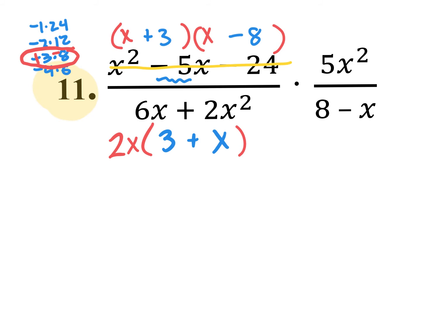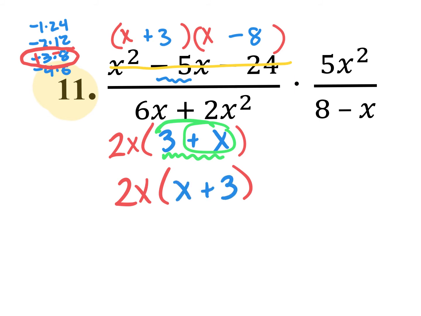But even still, on the inside, we have a 3 and an x, and I could easily take this x and write it first in front of the positive 3. So I might as well do that right now to get it in order. 2x, parenthesis, we'll have a positive x with a positive 3. Now, why would I do that? Because now this x plus 3 is ready to rock with that top x plus 3. I'm going to be able to cancel those out in a couple of seconds.